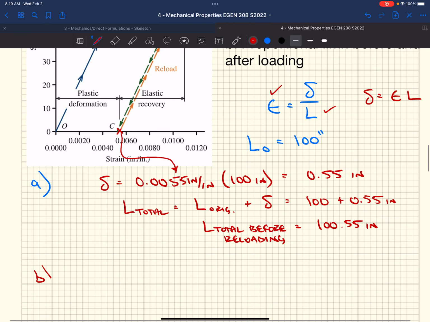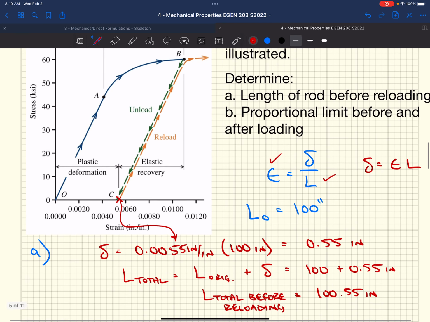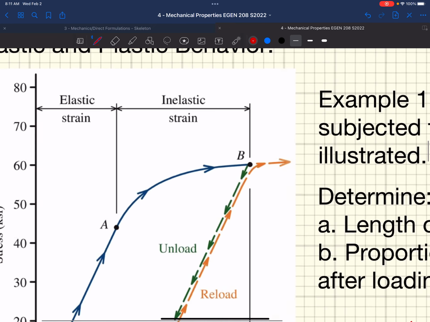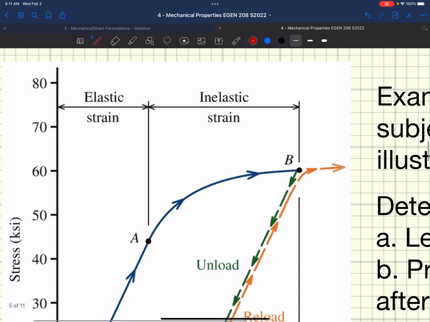Finally, B, right? This one's fairly straightforward too, right? The proportional limit before and after loading? Well, the definition of proportional limit is where we change, right? Going from linear to non-linear in our stress strain diagram. So I would consider those 2 points as being, the first one being A, right? If we started loading up, we're coming up linear elastic, right? That's when our elastic strain ends. So this point here is going to be our proportional limit at the beginning.